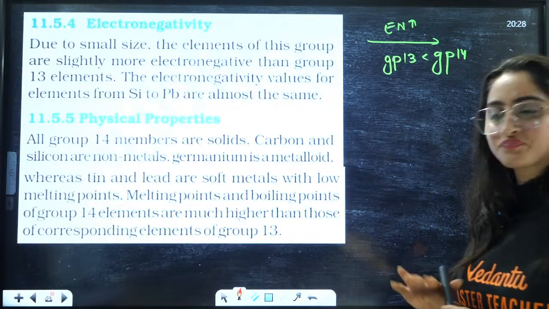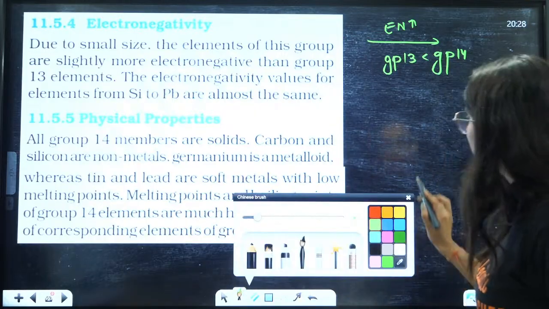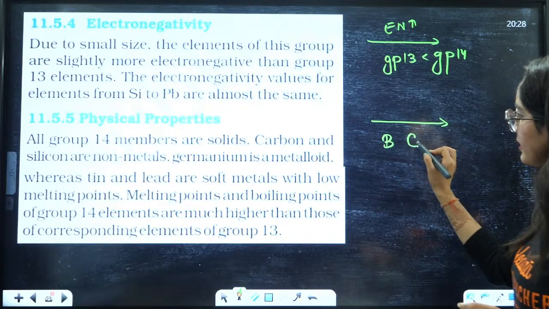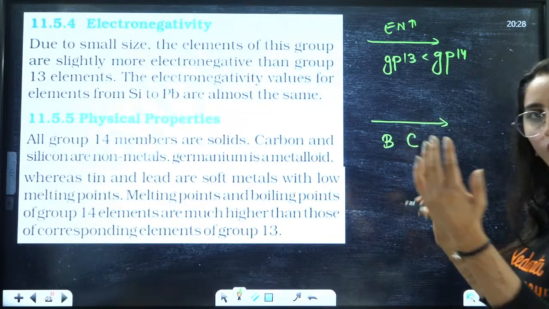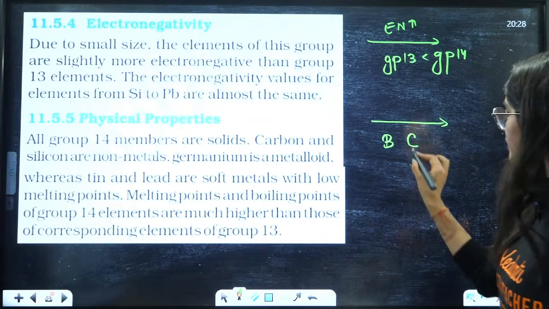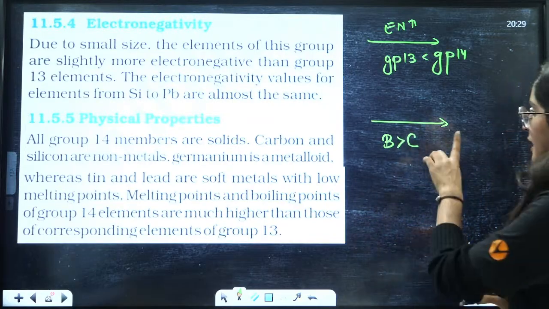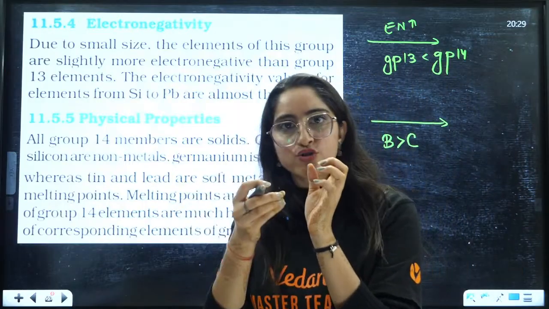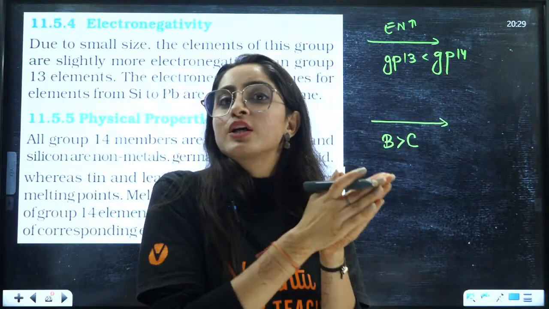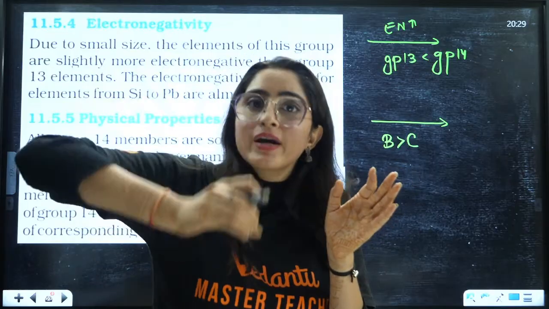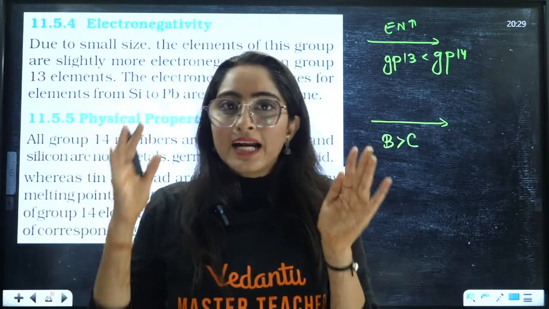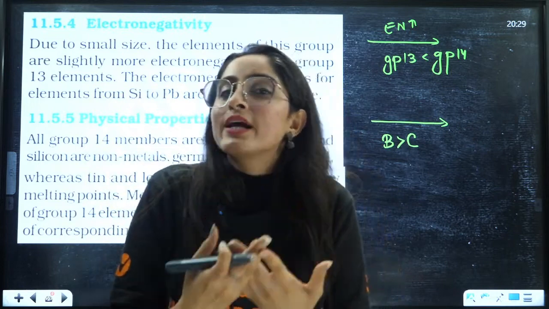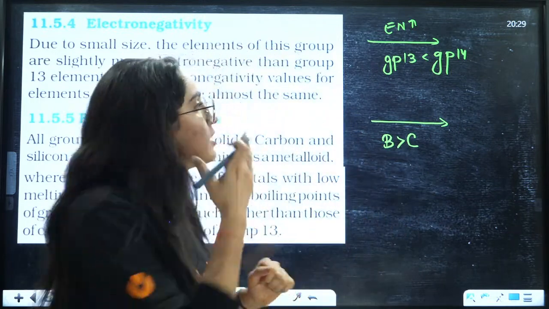decreasing here. We know that along the period, what happens? If you talk about boron and carbon, the size decreases along the period, right? So boron has more size, carbon has less size. Because of less size, the outermost electron is attracted towards the nucleus more. That is why it is difficult for it to lose it. That is why it has more electronegativity. It does not want to lose the electron, it wants to gain the electron, right?